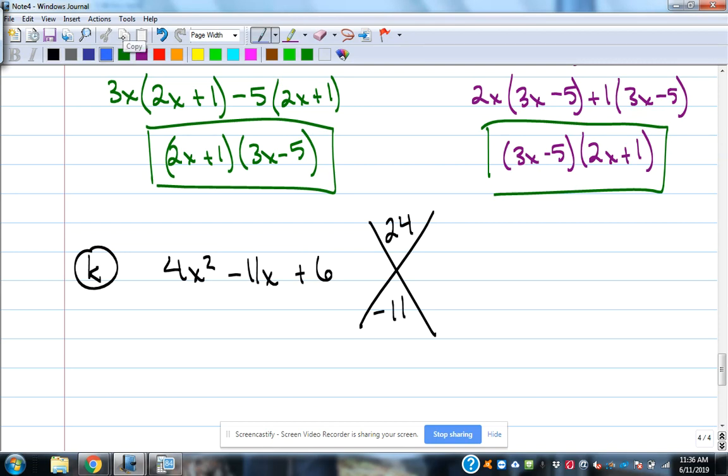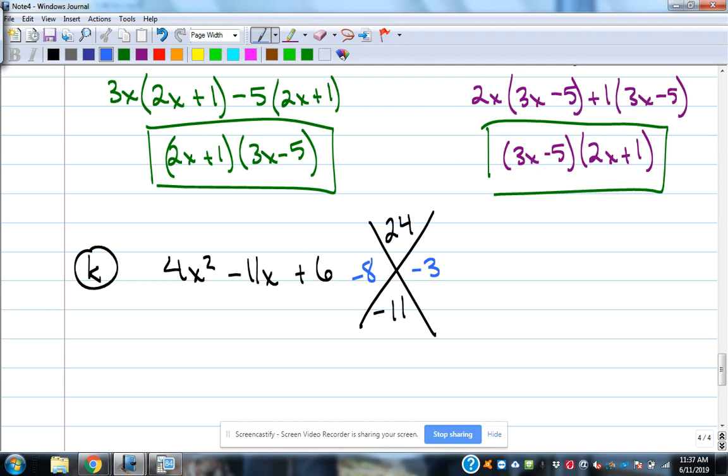Negative 12 and negative 2 would be negative 14. That was close, but not quite. 24 and 1 would be 25. Not quite. 6 and 4 is 10. It's close, but still not right. There's one other option. 8 and what? 8 times 4 is 32. 8 times what is 24? 8 times 3 is 24. So negative 8 and negative 3.